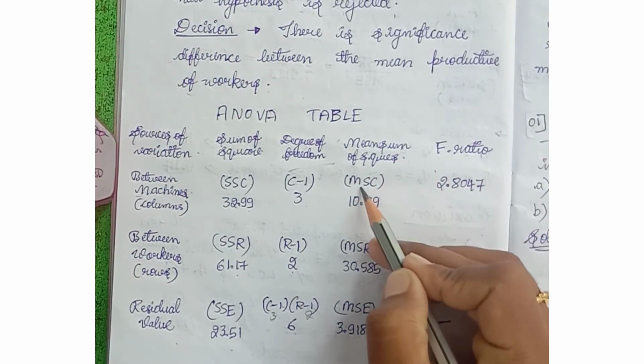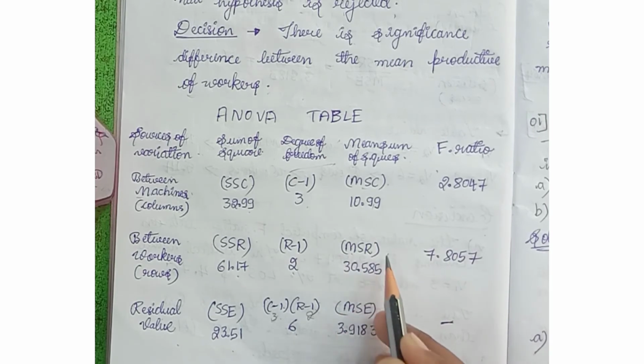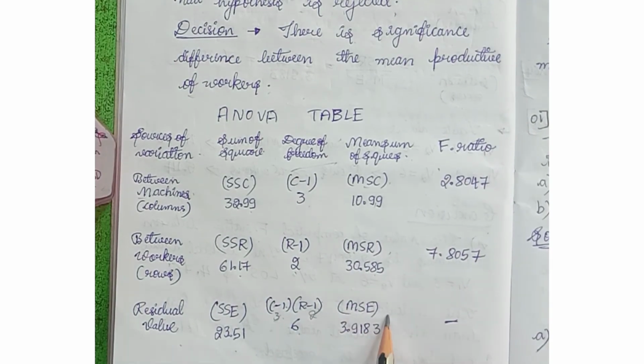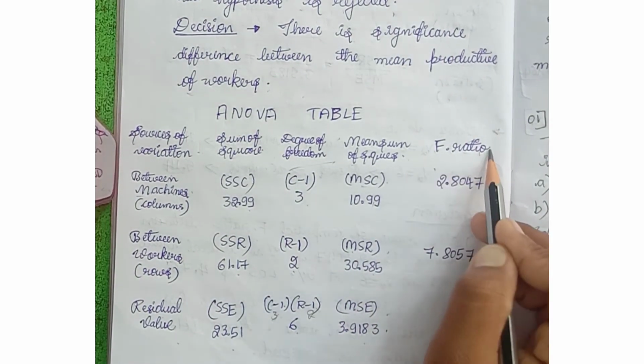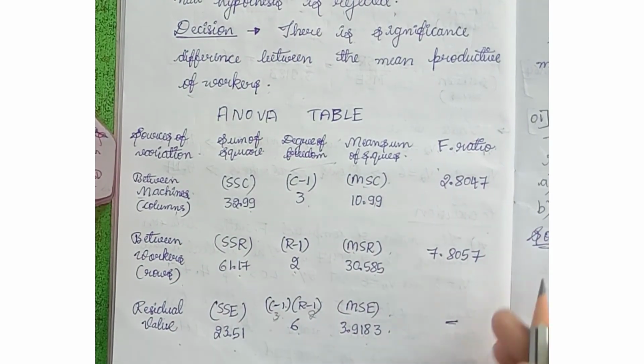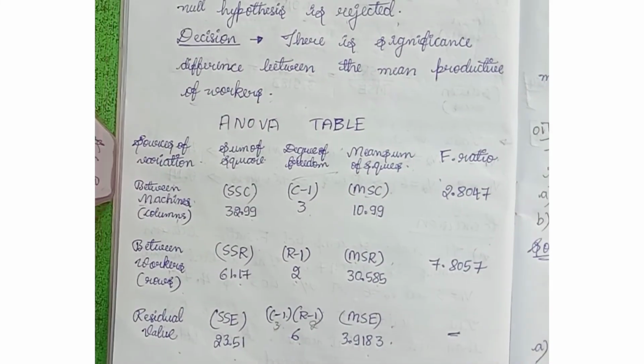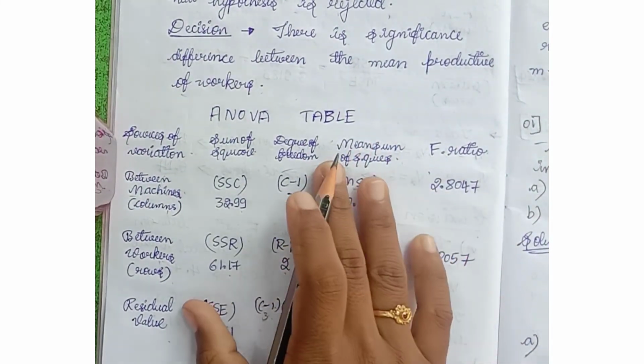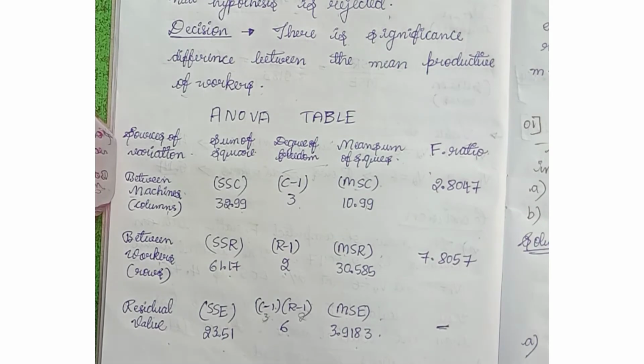Next, mean sum of squares. The MSC value you write here, the MSR value here, and the MSE value here. The F ratios you have calculated between the columns and between the rows, you just write here, and this is a dash. This is how we have to present the ANOVA table at last.